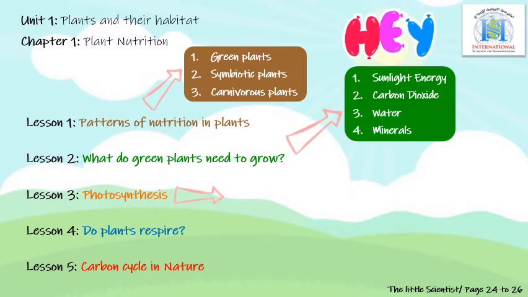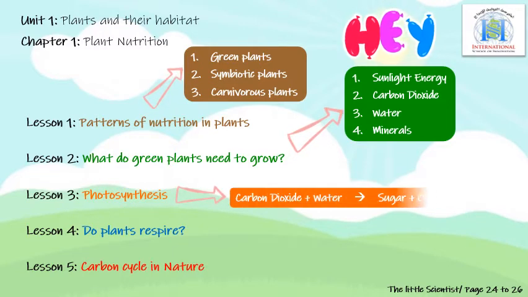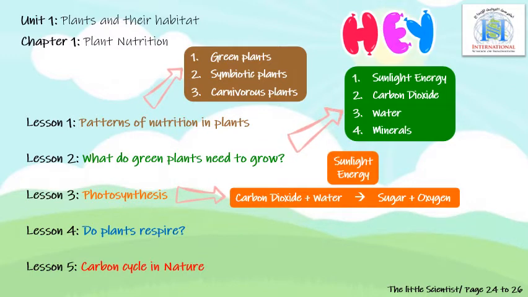Green plants put water and carbon dioxide together in the presence of sunlight energy to produce their food, which is a kind of sugar called glucose. While going through the food making process called photosynthesis, plants release oxygen.